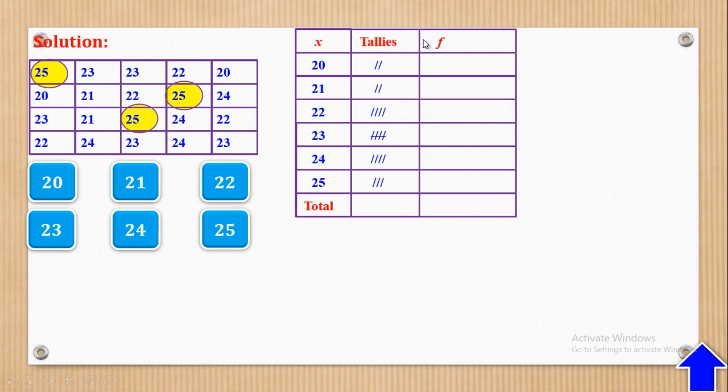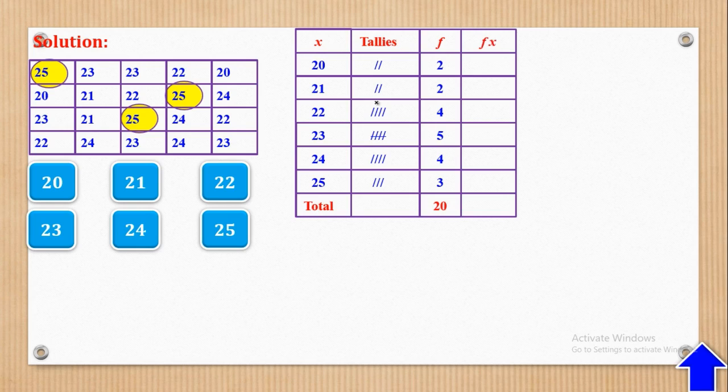Now we shall go to frequency. Remember, frequency is the number of times these terms appear. So for 20, we saw here 2. So the frequency corresponds to these numbers of slashes. Here there are 2, so the frequency is 2. Here there are also 2, so the frequency is also 2. Here there are 4, so the frequency will be 4. Here there are 5, the frequency will be 5. Here there are 4, the frequency will be 4. Here there are 3, the frequency will be 3. Now after that we have to total all these values, so add up all these values to come up with our total of 20.